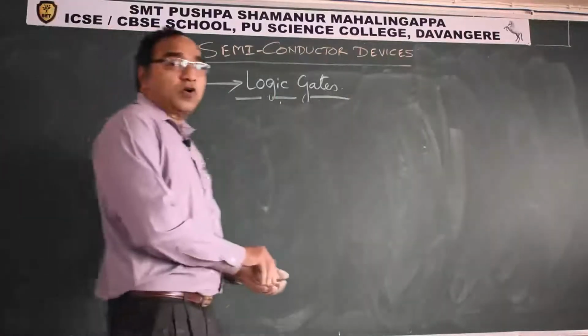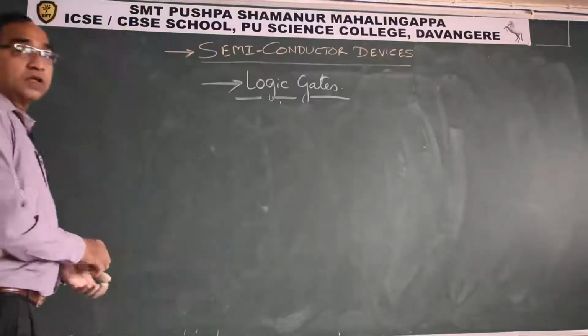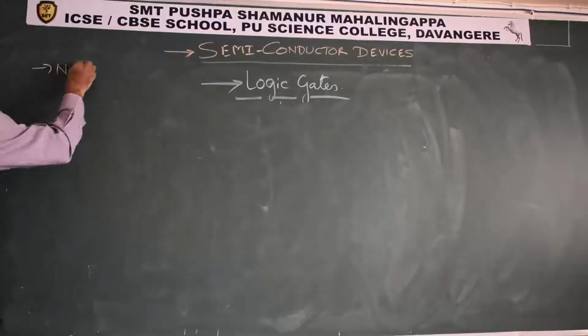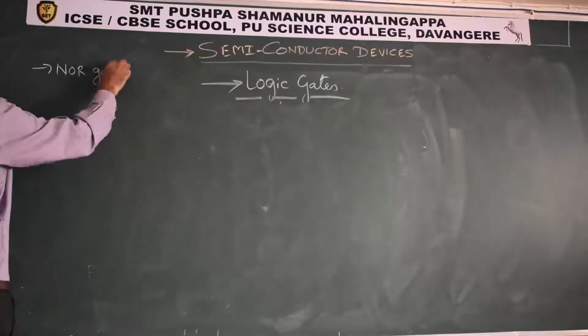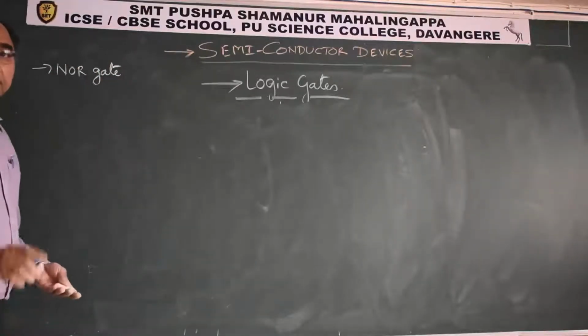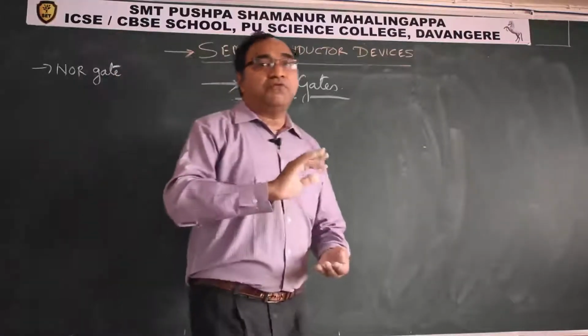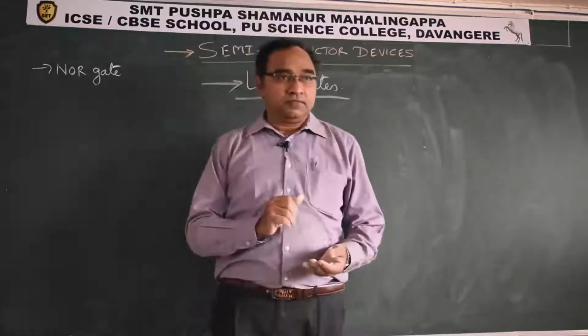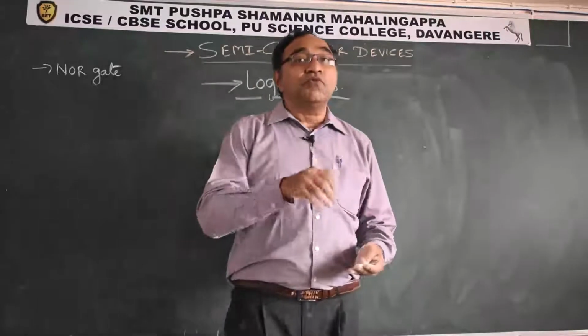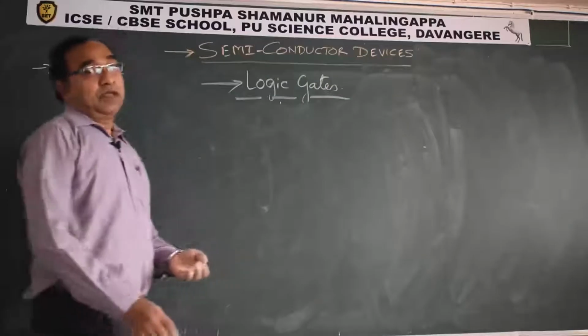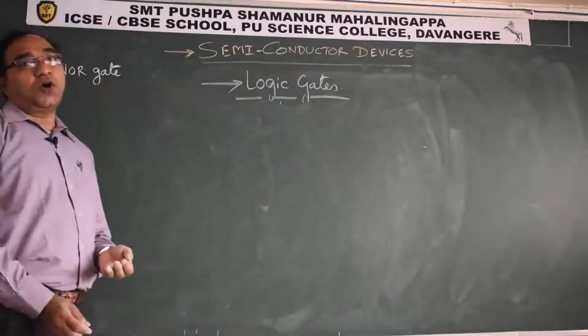Well, students, in the combinations, first I am taking the NOR gate. The NOR gate is a combination of OR and NOT. So the question arises, which one will come first? To which gate will you provide input? To the NOT gate? To the OR gate.